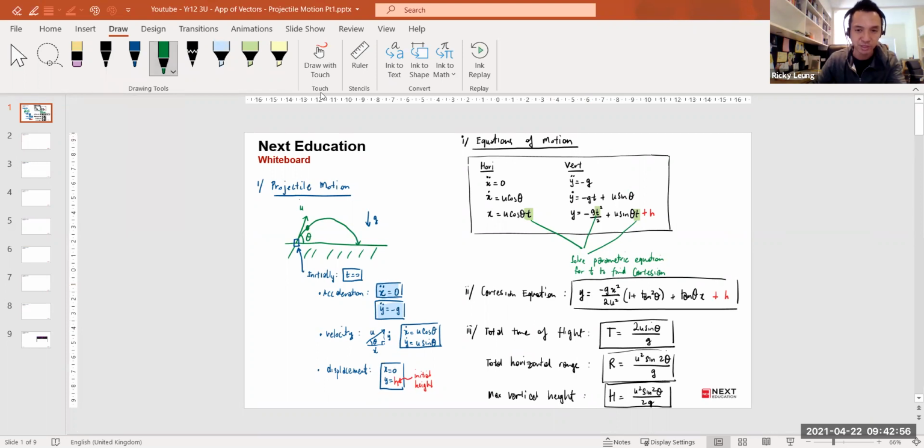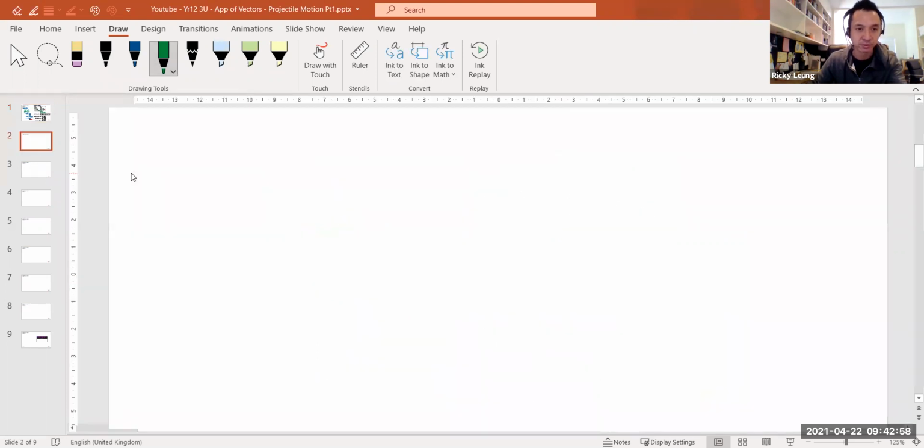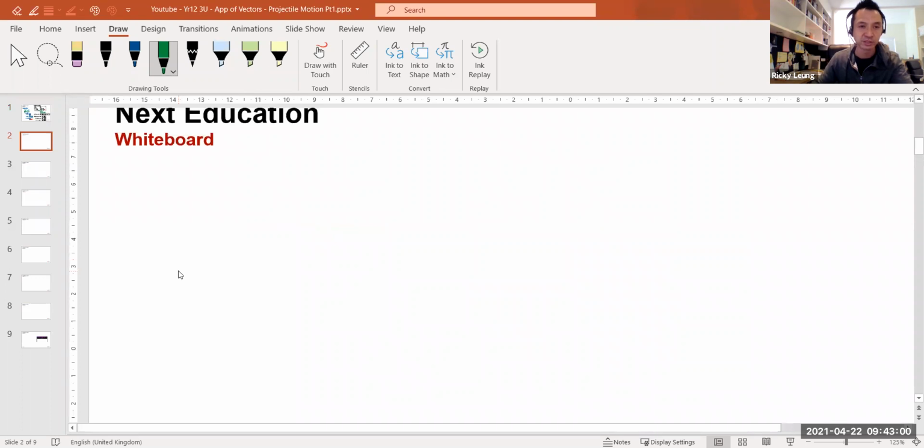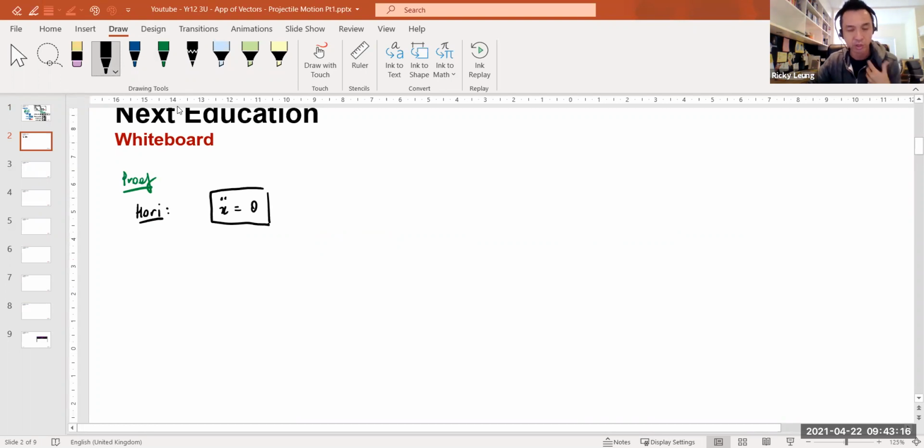So let's prove the first part, right? So everything sort of begins, let's start with the easy one, right? Horizontally. Everything sort of begins here at the acceleration. Now we know to get from acceleration to velocity, we integrate, right? We integrate with respect to t, that equals the integral of 0 dt. That's easy. That equals just a constant.